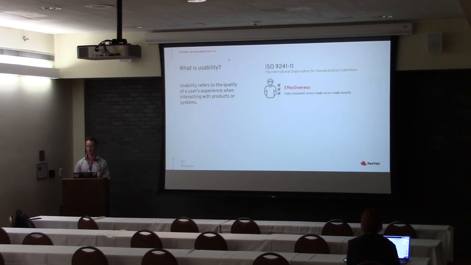The first is effectiveness, and this is how a user is able to complete their goal in the software or the system. And efficiency, which is how fast they can complete that goal. And then finally, and a little more subjectively, is satisfaction. Do they feel good about that process that they just hopefully completed in a good amount of time? So that's how we're defining usability for this benchmarking process.